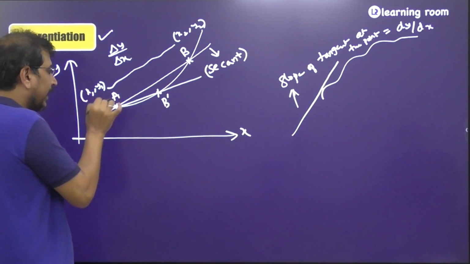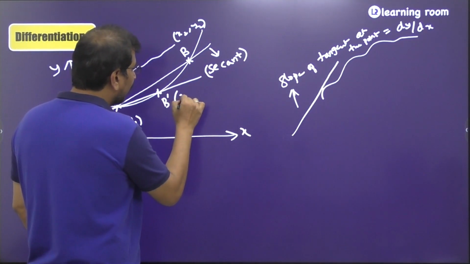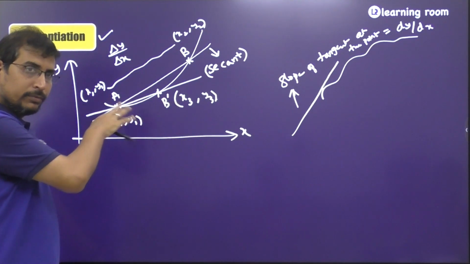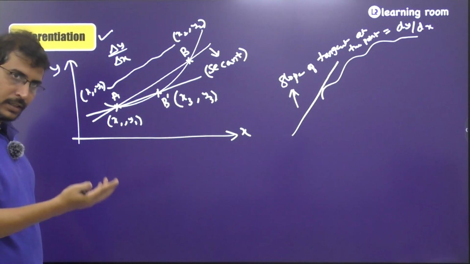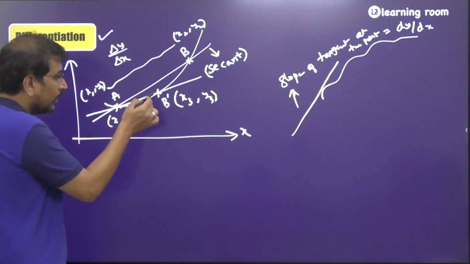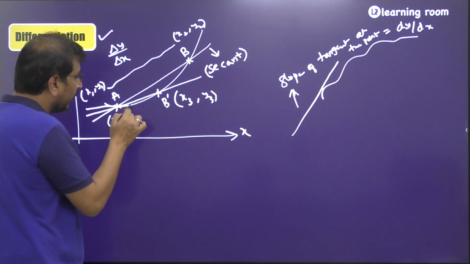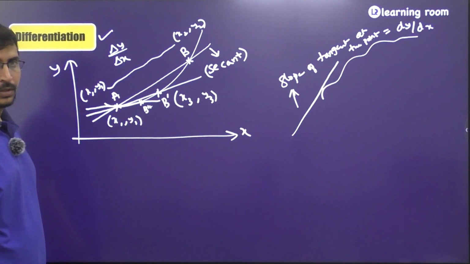Now A is fixed, which is x1, y1. B prime is, let me call it x3, y3. Now I'll be able to define the slope for it. Will I be able to define the slope for AB dash? Yes, I can. Now I'll move this B dash even closer to A. Let me call it B double dash.